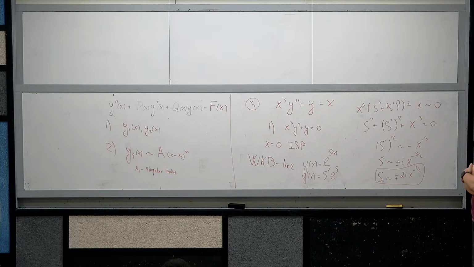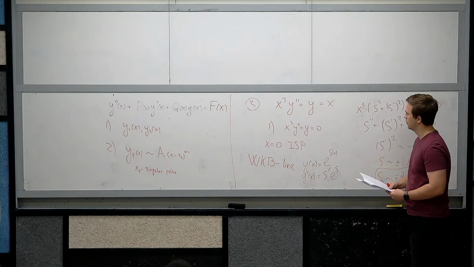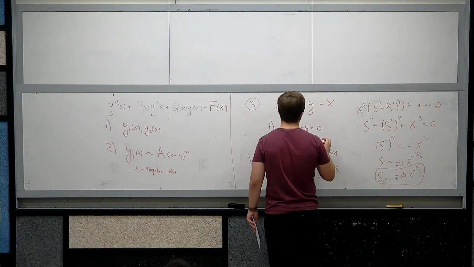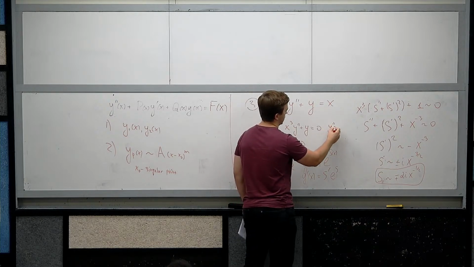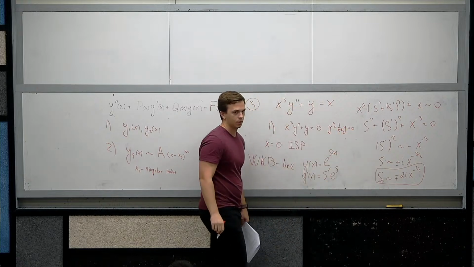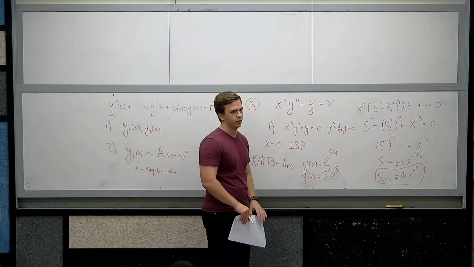I have a question. What do you say if you take x to the power 3 equal to 0, you get y equal 0? It's not a regular singular point, you have a solution here? No, I mean, if you divide both sides by x cubed, you will have this equation. And because here it is not square but cube, it would be an irregular singular point.